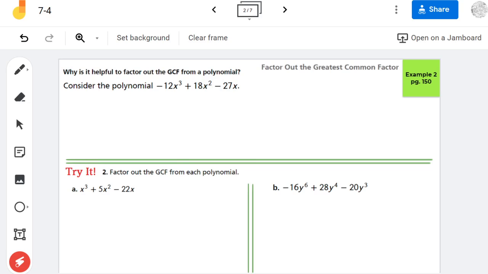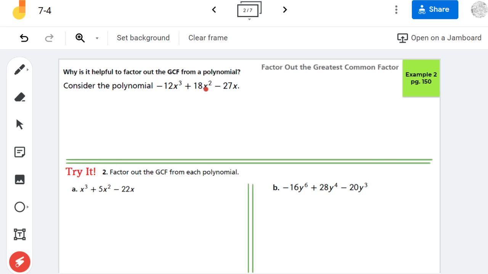In today's video, I'm covering example 2 from section 7-4 in the SavvasRealize Algebra 1 textbook. The goal of today's video is to factor out the greatest common factor. Alrighty, so this is starting out by asking why it's helpful to factor out the GCF from a polynomial. We'll get into that. But let's start by actually finding the GCF, okay?